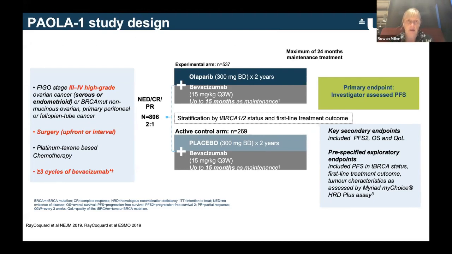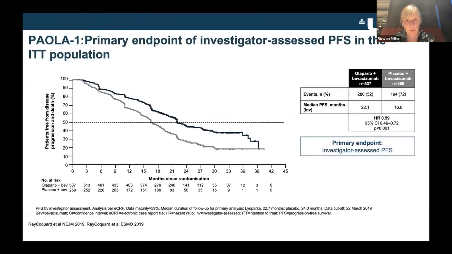So patients either receive concurrent olaparib for 2 years and 15 months of bevacizumab, or placebo for 2 years and 15 months of bevacizumab. And again, the primary endpoint was progression-free survival. And this is it for the whole population. So it doesn't look so impressive when we think about the SOLO-1 data, but actually still an over 6-month improvement in progression-free survival across the population as a whole.